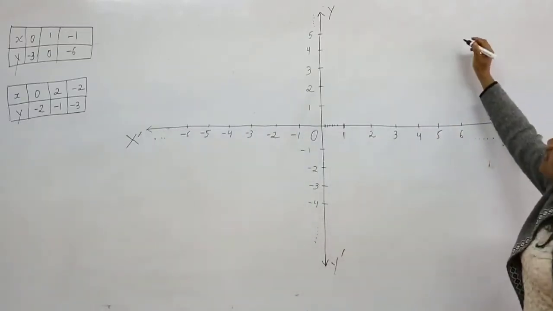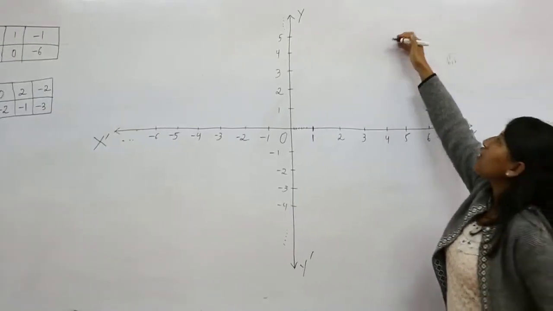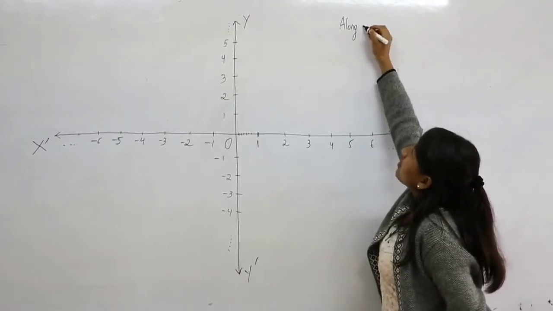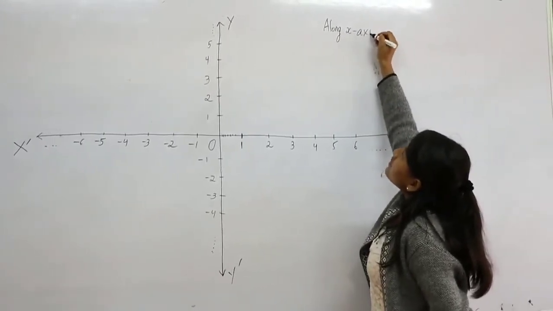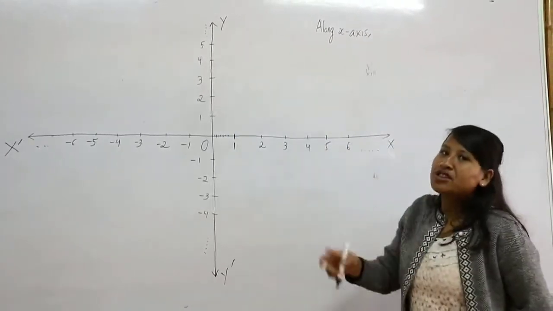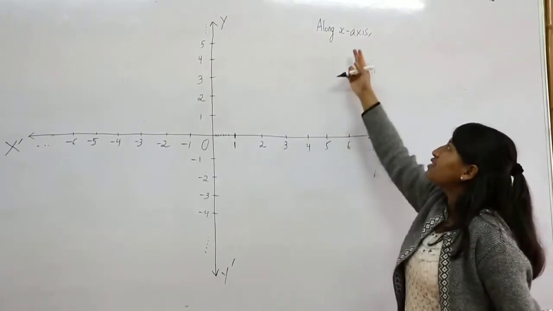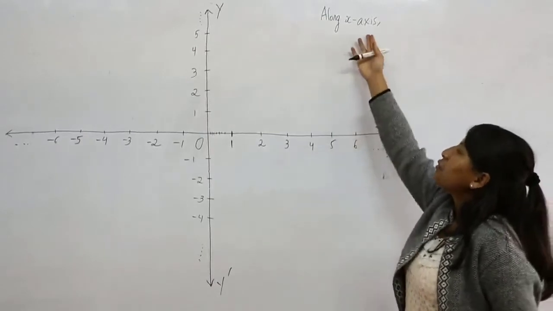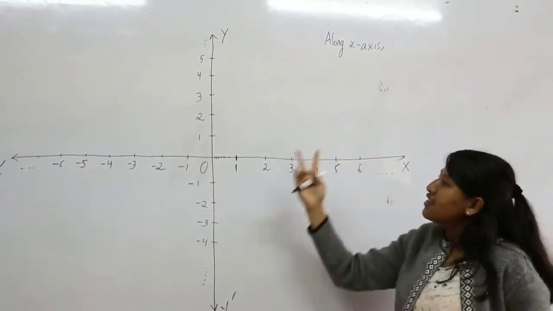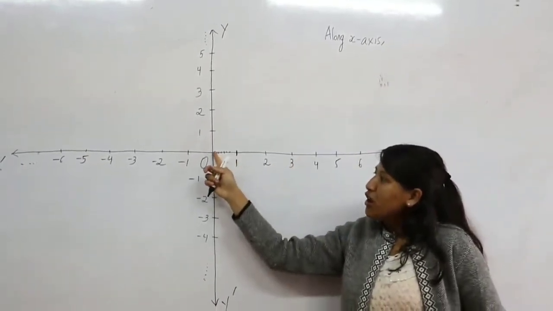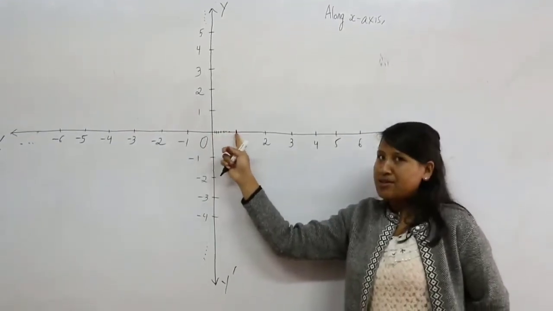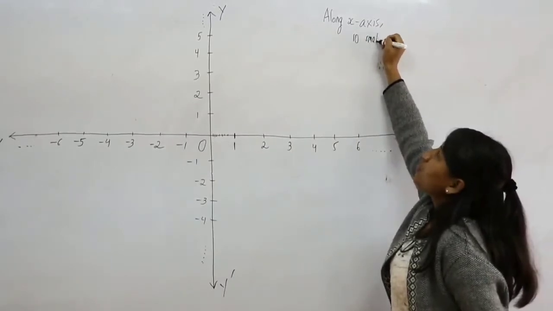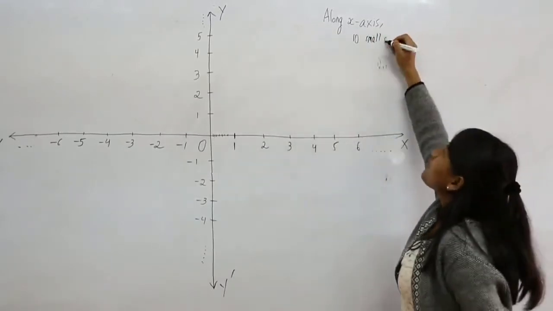Then after this, you have to write on the upper right corner, along the x-axis. This is very important, especially when you go to higher classes, especially when you do physics practicals. Along the x-axis, when you count, I told you there will be 10 subdivisions. So you can write 10 subdivisions or 10 small squares.